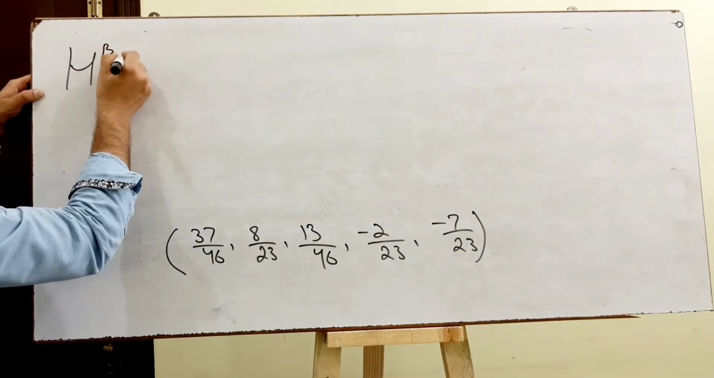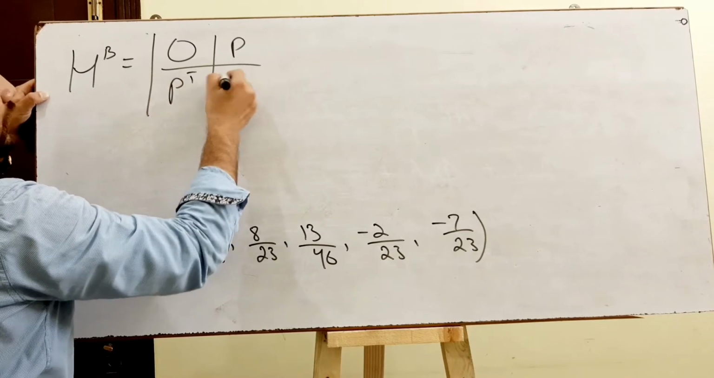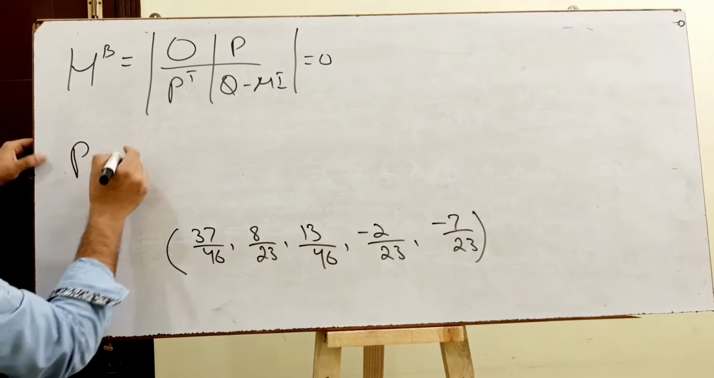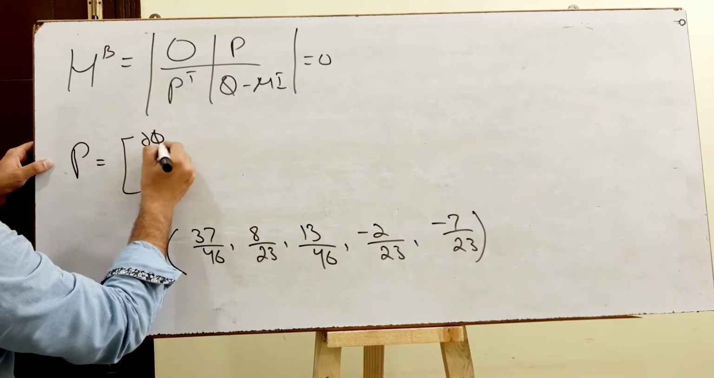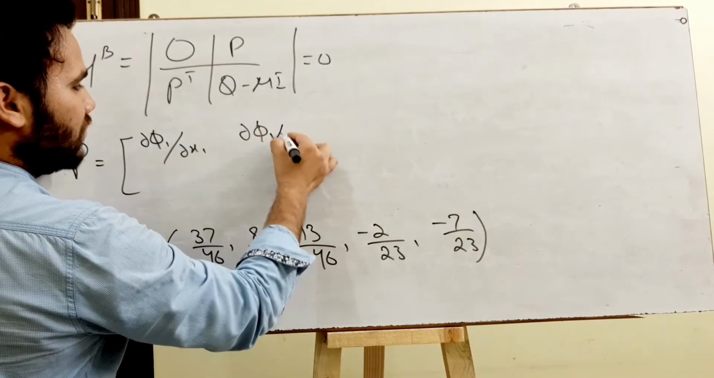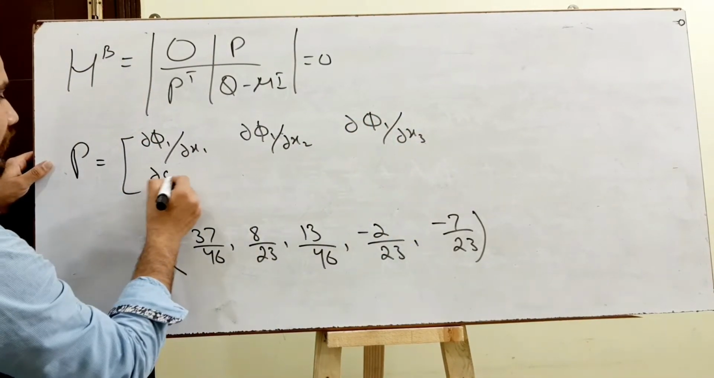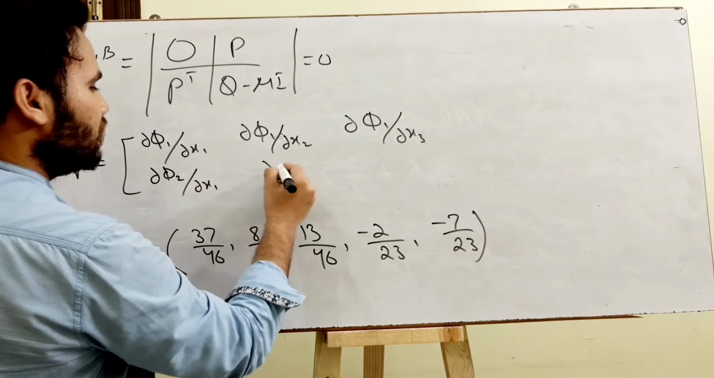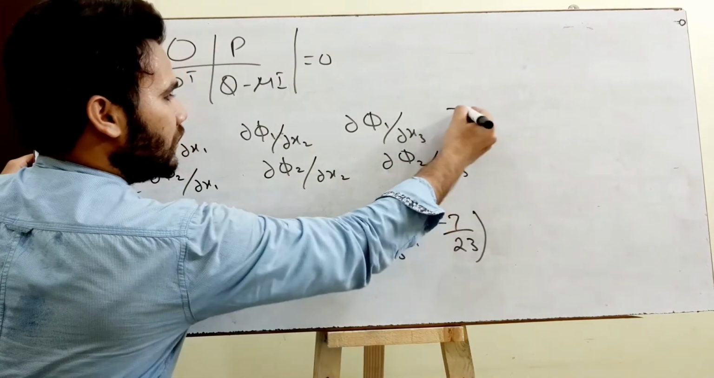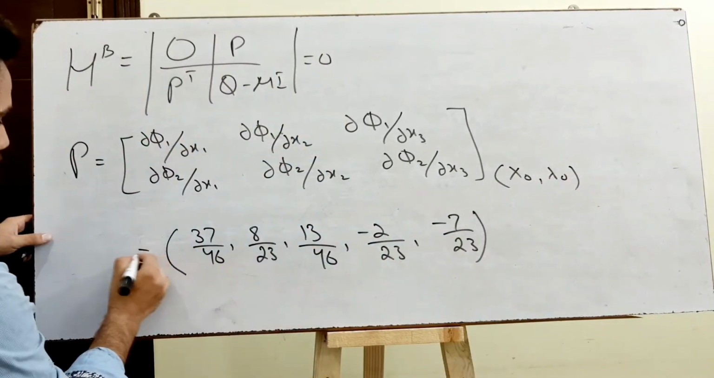So HB equals the null matrix, P transpose, Q minus mu I, which should be equal to 0. So what is P? P is the matrix of partial phi 1 by partial x1, partial phi 1 by partial x2, partial phi 1 by partial x3, partial phi 2 by partial x1, partial phi 2 by partial x2, partial phi 2 by partial x3. This critical point, say x naught, lambda naught, is a critical point.